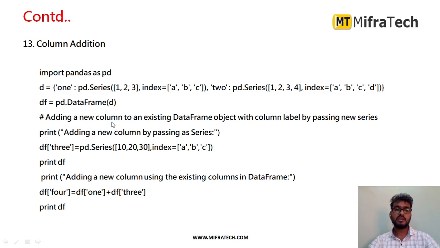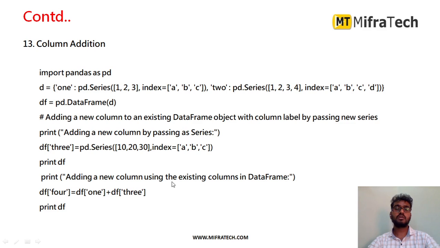First, I am adding a new column to an existing data frame object by passing a new series. Here it already has 2 columns. How do we add a third column to it? To add one more column, we use the data frame name, df of, and give a name for that column, 3. For that I am assigning pd.Series of 10, 20, 30, with this index. I am passing one more series as the next, third column for this data frame. If I print the data frame, I will get 3 columns in the data frame.